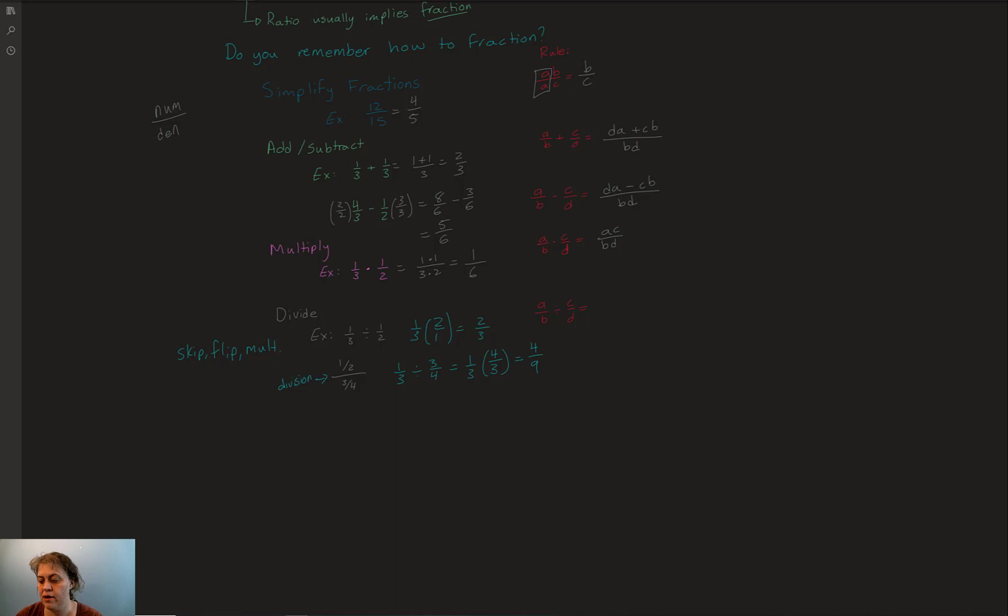Generally speaking, our pattern for this ends up with A over B times D over C, also known as AD over BC.